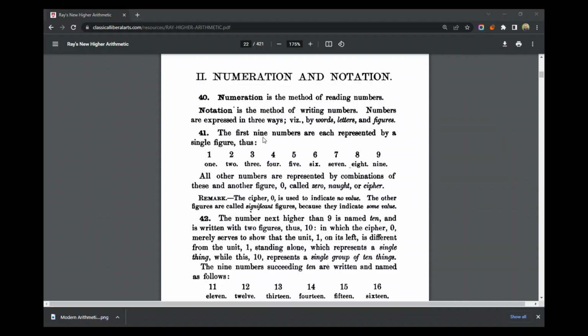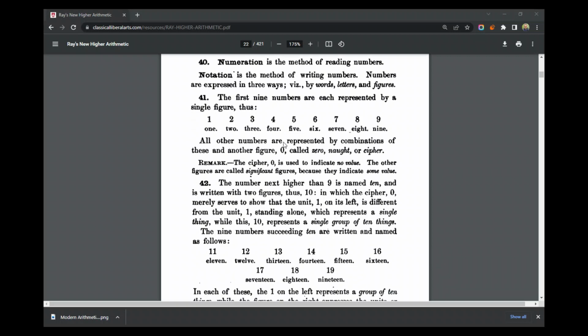Article 41, the first 9 numbers are represented by a single figure in Arabic notation, like this. And we have the first 9, really the only 9 figures for numbers that are used in Arabic notation, the numbers 1 through 9. And we see here the figures that are used to represent these numbers, and also the words or the names of these numbers. All other numbers are represented by combinations of these and another figure that is called 0 or naught or cipher.